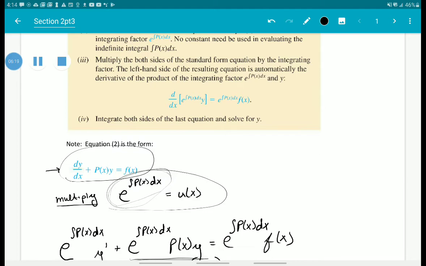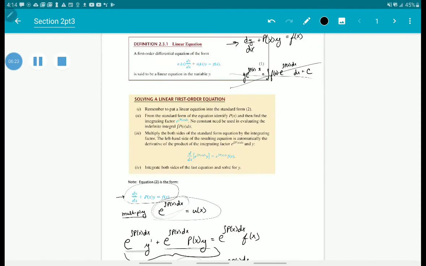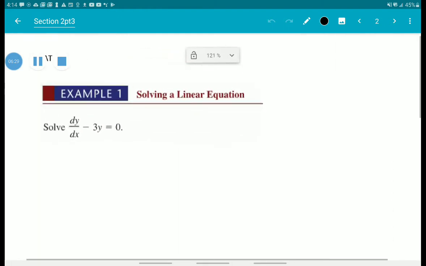And like I said before, I don't want you to memorize equations. Don't memorize this guy. Instead, understand the process that's going on here. So let's look at a few examples.